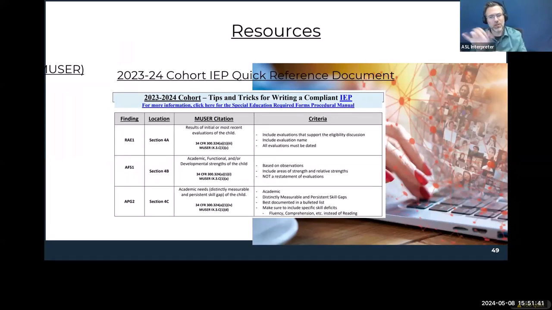These are all the things that we look at when we come on site and look at IEPs. So it has the code we use. You don't need to know the code, but it has the location and where it is in the IEP. It has the MUSER and IDEA citation there. And then it just has bullets of what are we looking for here? What should this part of the IEP have? So this link will bring you right to that. We call it the quick reference document, but it's like 14 pages long, so shorter than the procedural manual.